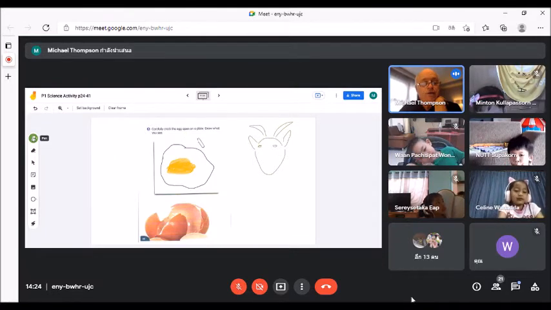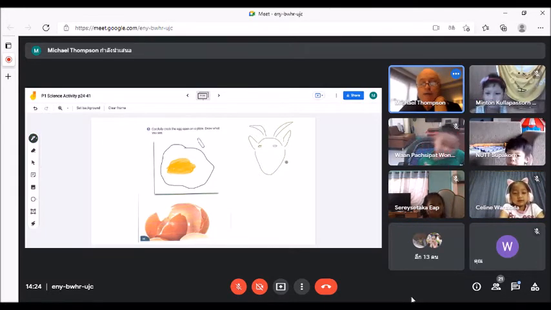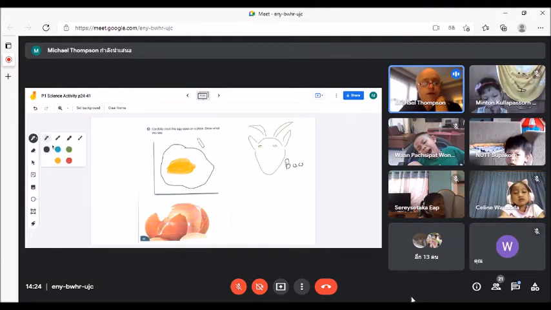And the goat's going to say, ba. There's a goat. Kind of sounds like a sheep. All right, draw a little face on him.